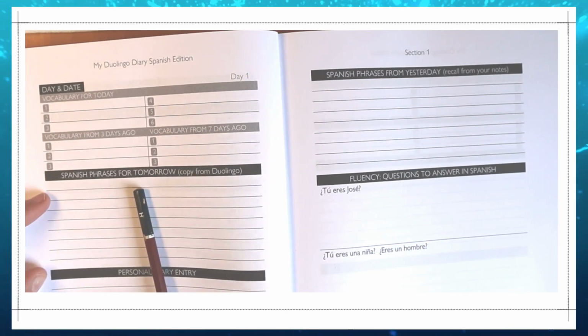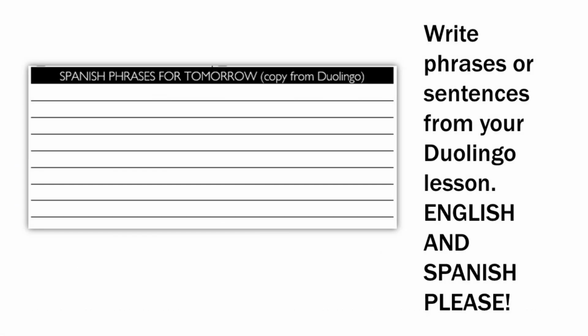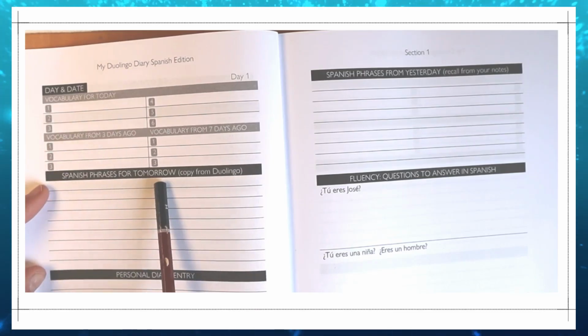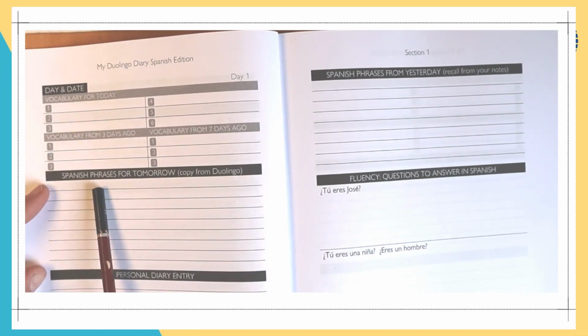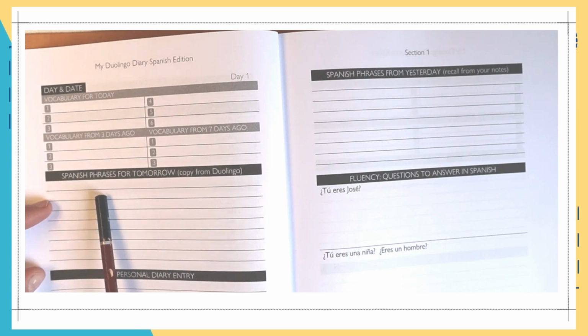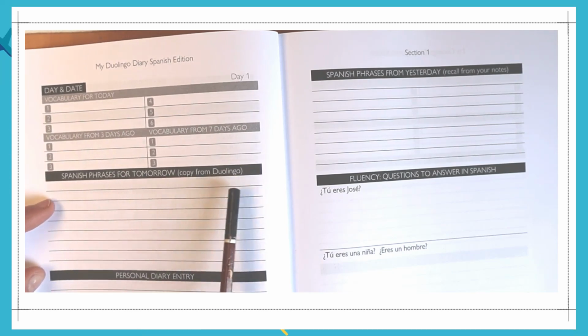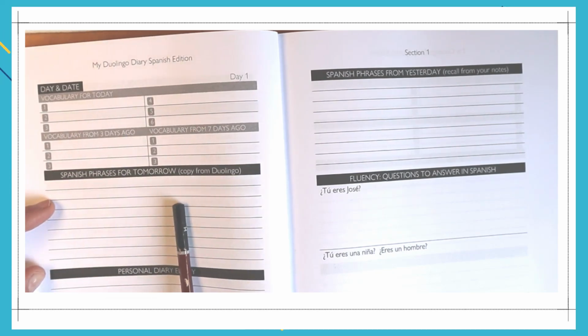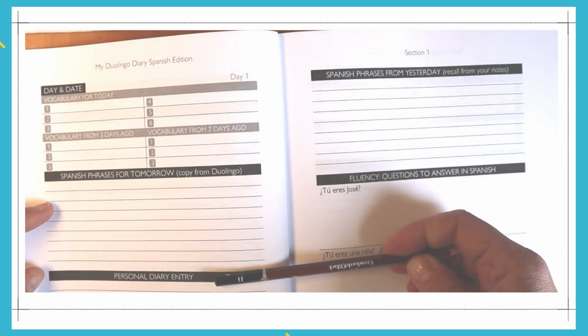Spanish phrases for tomorrow, these are from your Duolingo app, and you're going to write in Spanish and in English. So, yo soy un niño. Yo como pan. I am a boy. I eat bread. In Spanish and in English, as much as you have space for.